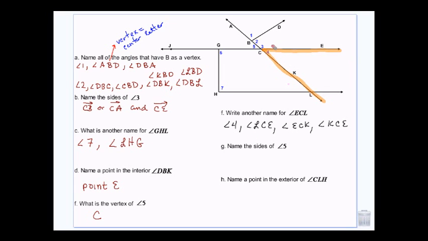Okay. We're going to name the sides of angle 5. Angle 5 is here. So we have CB or CA. Either one of those is acceptable as one side. And CG or CJ.